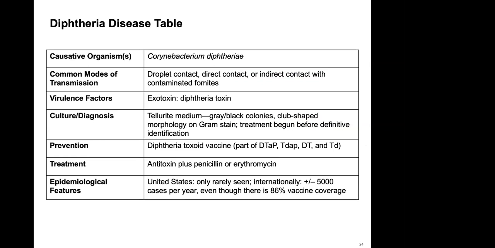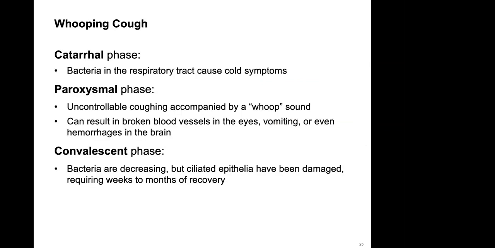And again, here's a summary table for Corynebacterium diphtheriae. Whooping cough, this is pertussis. Whooping cough starts off as a normal respiratory tract infection, and then it will progress about a week to 10 days in, where you'll go into the paroxysmal phase where you have uncontrollable coughing accompanied by a whoop sound, this wheezing sound. It can result in broken blood vessels in the eyes, vomiting, or hemorrhaging. This is due to the abdominal pressure being built up from all the coughing.